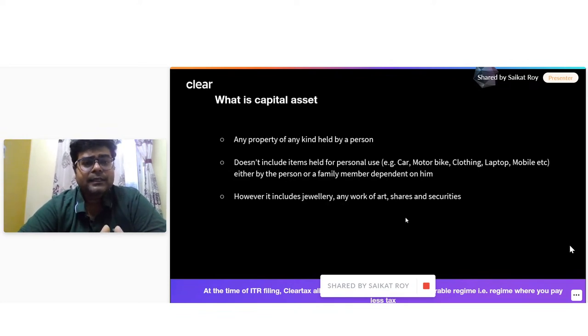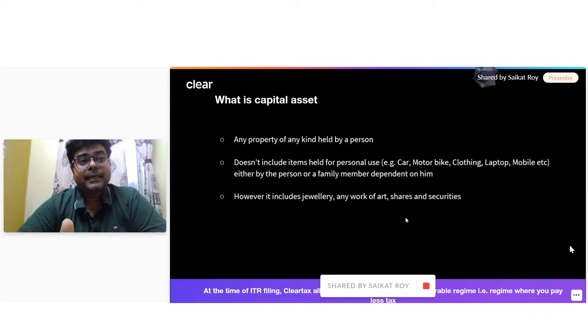Firstly, let's try to understand what is a capital asset. While talking about capital gains, we first need to determine what constitutes a capital asset. Capital asset means any property of any kind held by a person. If we go by this definition, the ambit of capital gains becomes very, very huge. It can constitute your personal items like clothing. It can be a tangible asset or an intangible asset. It can be a financial asset as well, like shares, mutual funds or debentures, your jewelry, maybe cars, etc. However, for the purpose of income tax, the ambit of capital asset has been defined very clearly.